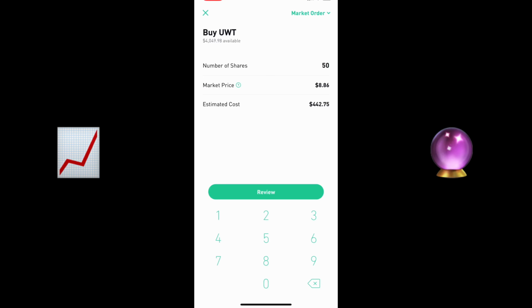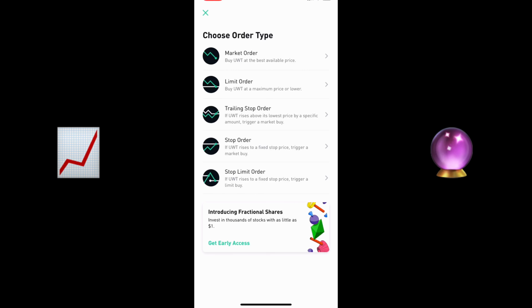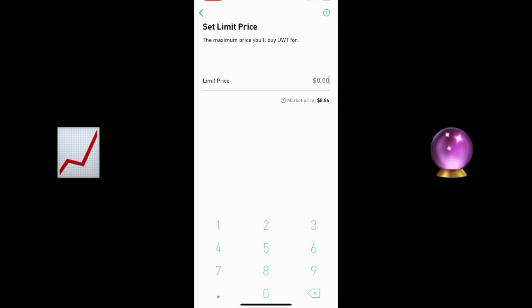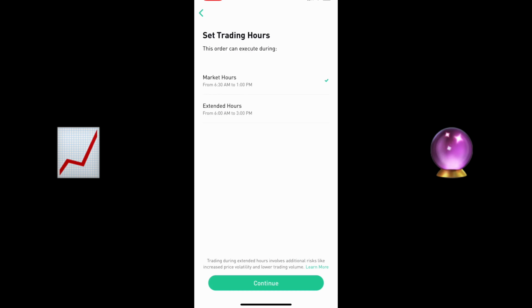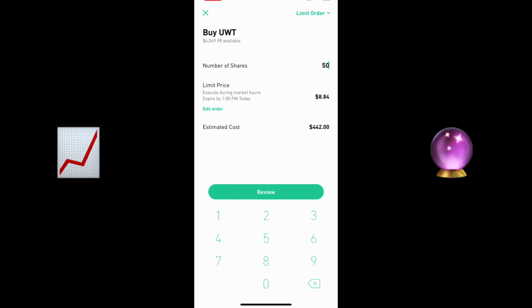Now I'm never going to enter a market order because the fills on Robinhood aren't very good, so I suggest you always enter a limit order and pick your specified price per share you're willing to pay. I'm going to enter $8.84 per share as that's what I'm willing to pay. Then I'm going to click market hours because I want my order to execute during market hours today. And lastly, I'm going to click 1 p.m. because I don't want my order to be outstanding after today if it doesn't execute.